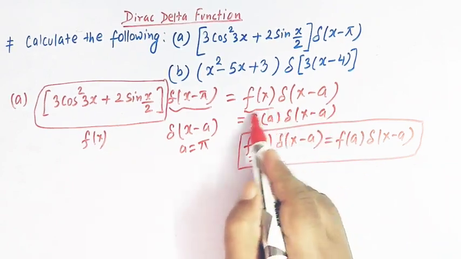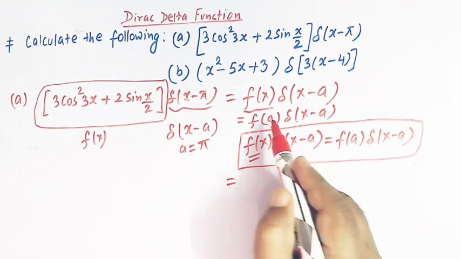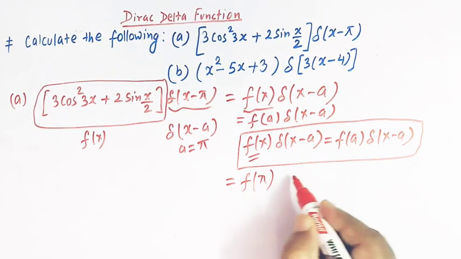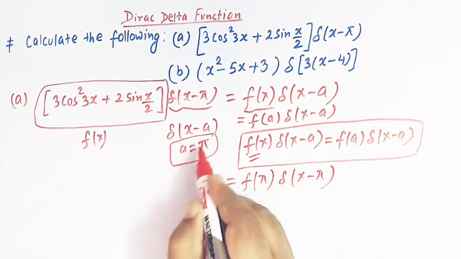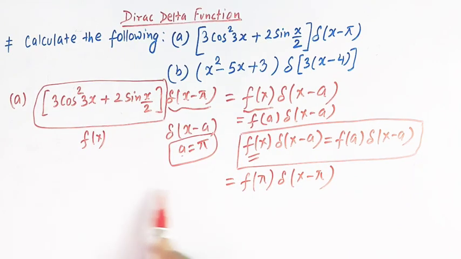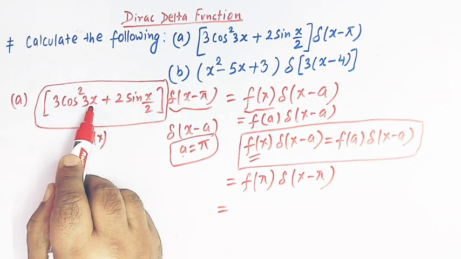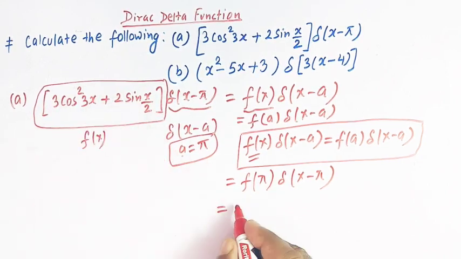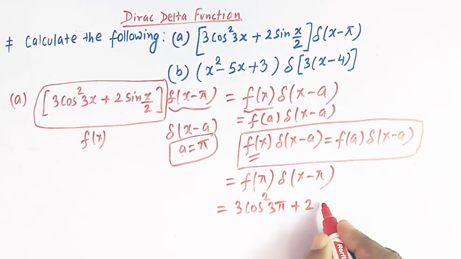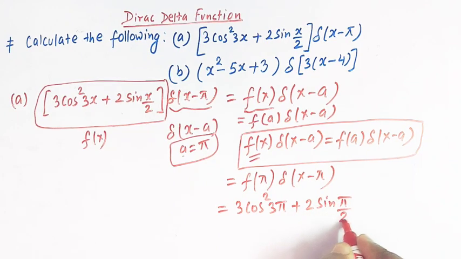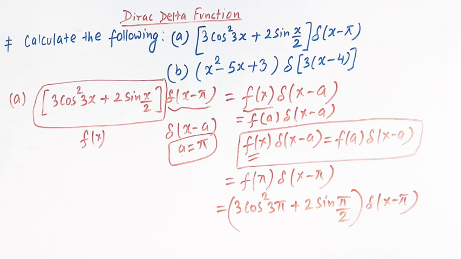So we can now find the value of f of a, and this a is pi, so we have f of pi, and here we have delta of x minus pi because we have assumed that a is equal to pi. So f of pi is given by substituting x is equal to pi in this function. So we have 3 cos square 3 pi plus 2 times sine pi by 2, and here we have simply delta of x minus pi.